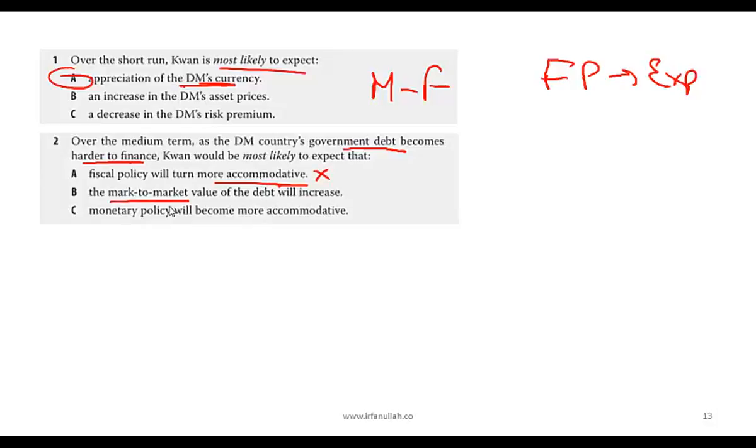Mark-to-market value of debt will increase. This looks questionable. Monetary policy will become more accommodative. That is true. When we say that the debt will be monetized, what did that mean? That meant that money supply will increase. If money supply increases, that is a more accommodative monetary policy. So the best answer is C.